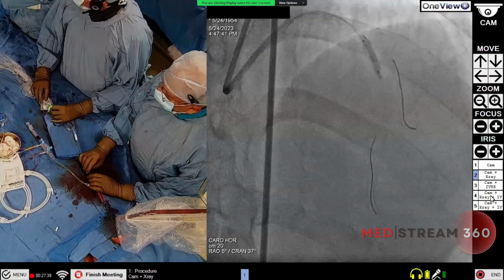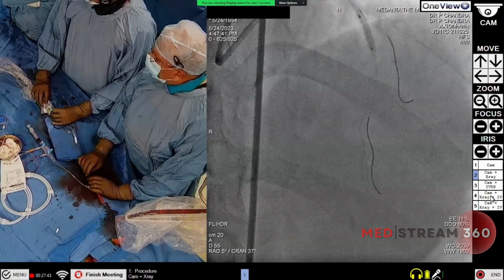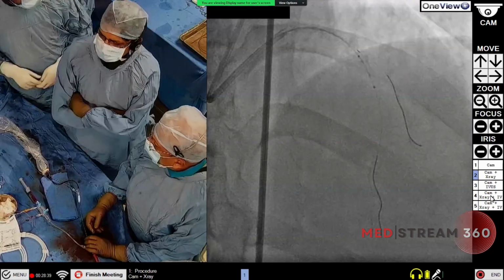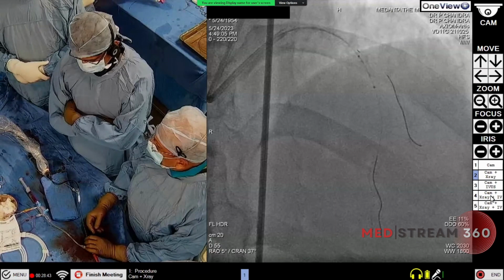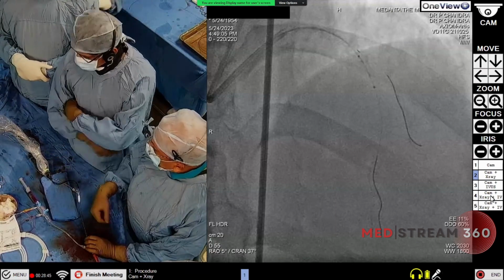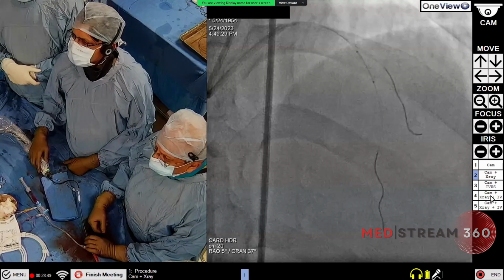So next set of pulses. 67, 66, 65. Deflate. We are inflating at a very low pressure. So we have given 30 pulses. Okay. Again, go up. 1, 2, 3, 4.